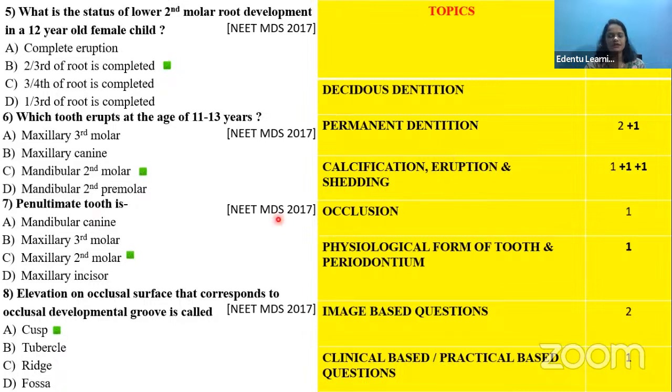Again, a question from the eruption and shedding topic. Elevation on occlusal surface that corresponds to occlusal developmental groove is called as... Okay. So all this belongs to the physiological form of tooth. So all these are the basics of dental anatomy.